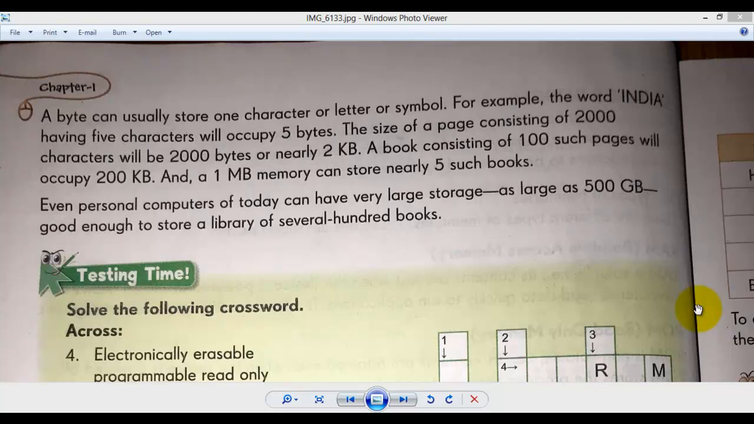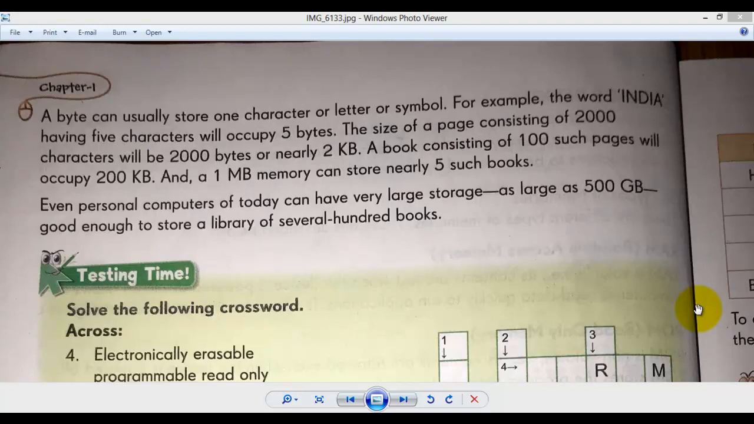In a book, it consists of 200 KB only, 100 pages of books. So 1 MB memory can store nearly 5 such books. The one which we are taking as an example has 2000 characters. Of such books, we can store 5 such books in 1 MB.